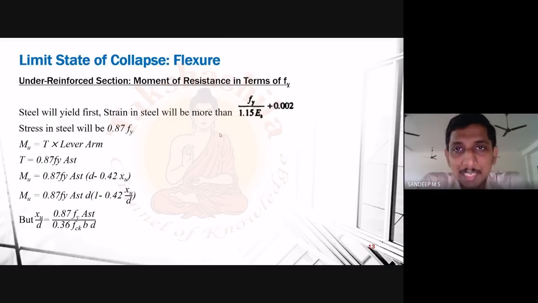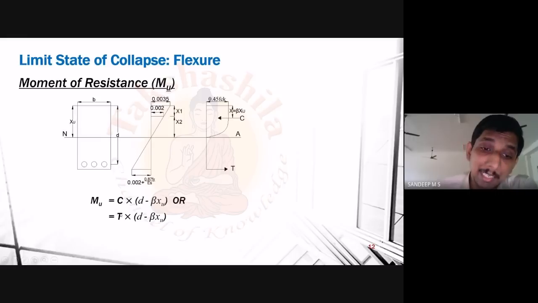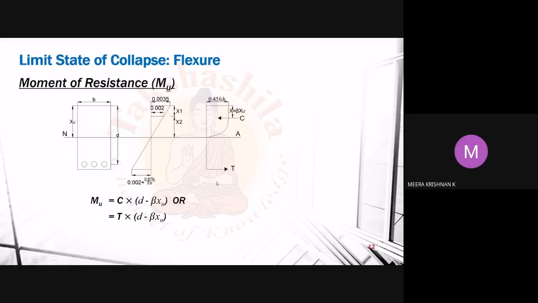Since the yield strain in steel will be reached first in this section, the moment of resistance will be calculated by considering the second case, that is total tensile force into D minus beta into XU. What can be the reason for that? Steel is failing by tension. Steel is yielded by tension because steel is meant for taking tension.